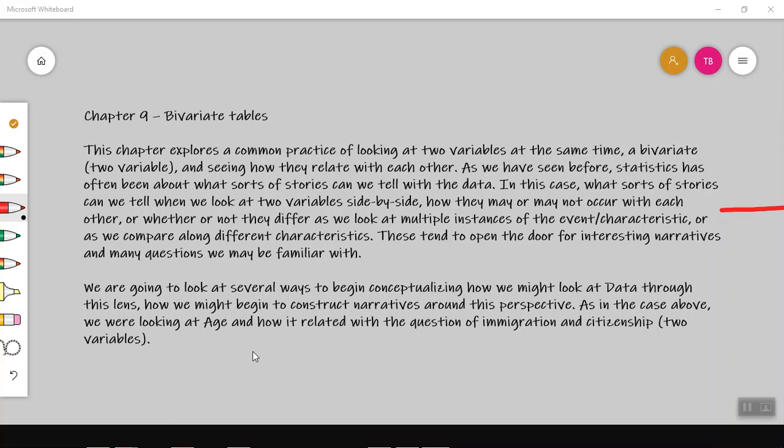Today we're going to take a look at Chapter 9, Bivariate Tables. And the main idea of what we're going to be looking at today is comparing two variables, hence the bivariate title here.